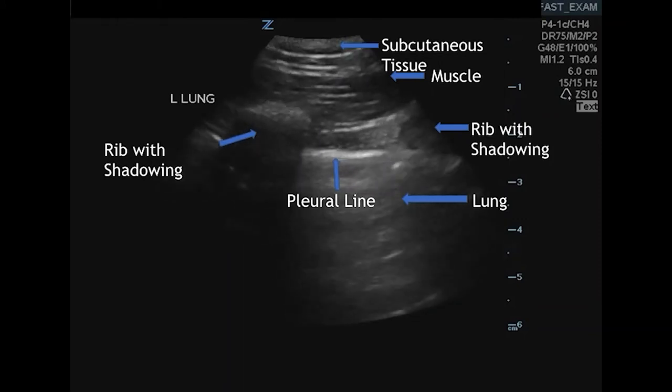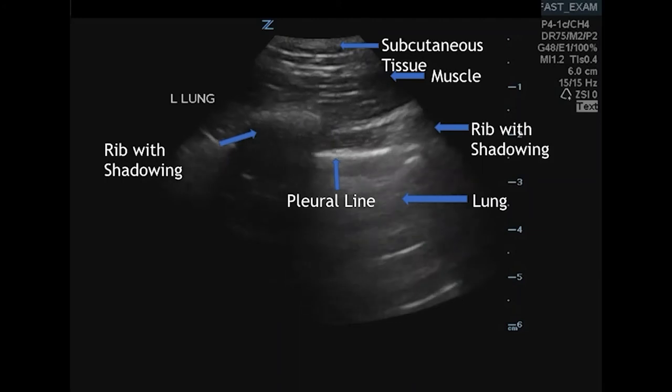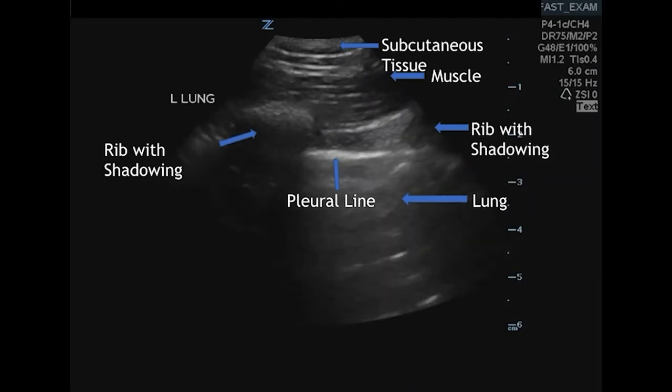Deep to the pleural line is the lung. As the lung contains air, it appears hazy on ultrasound as the air scatters the sound waves.